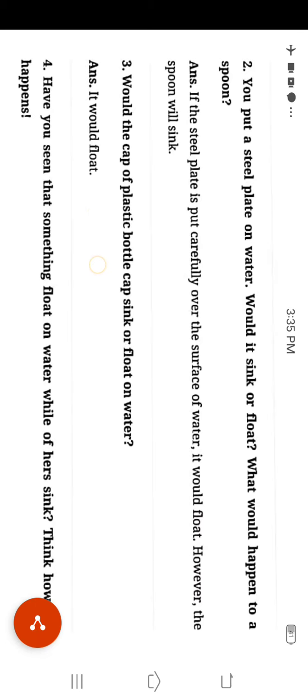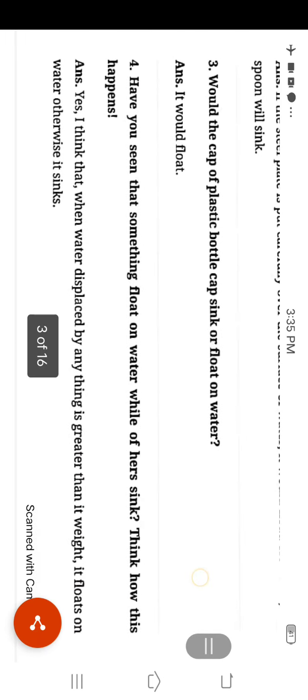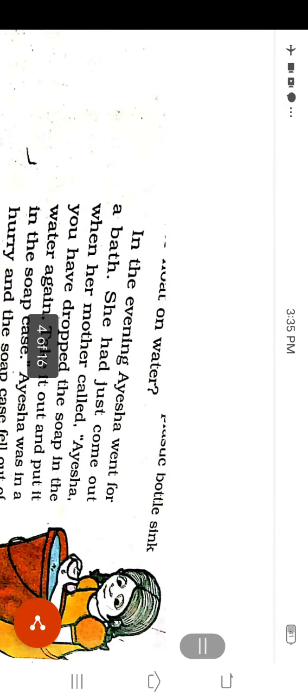Would the plastic bottle cap sink or float on water? So the answer is it would float. Have you seen that some things float on water while others sink? Think how this happened. So yes, I think that when the water displaced by anything is greater than its weight, it floats on the water, otherwise it sinks.